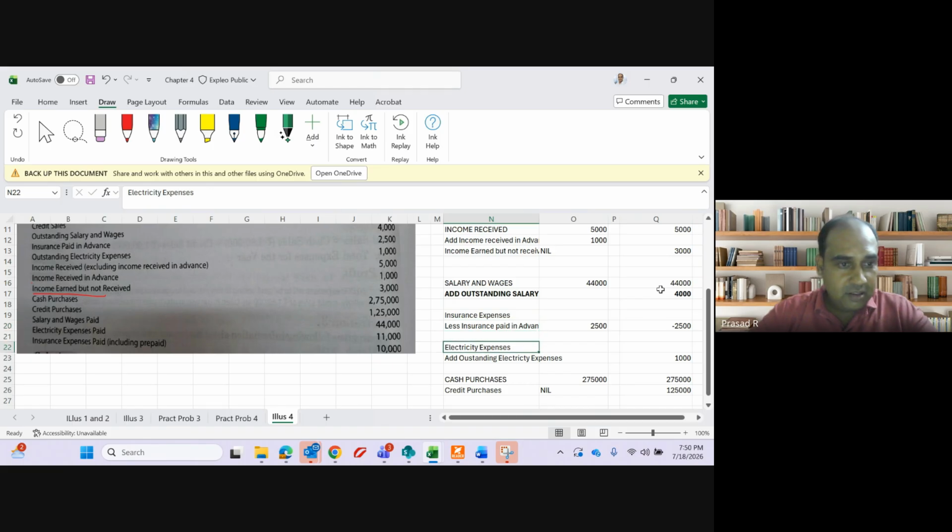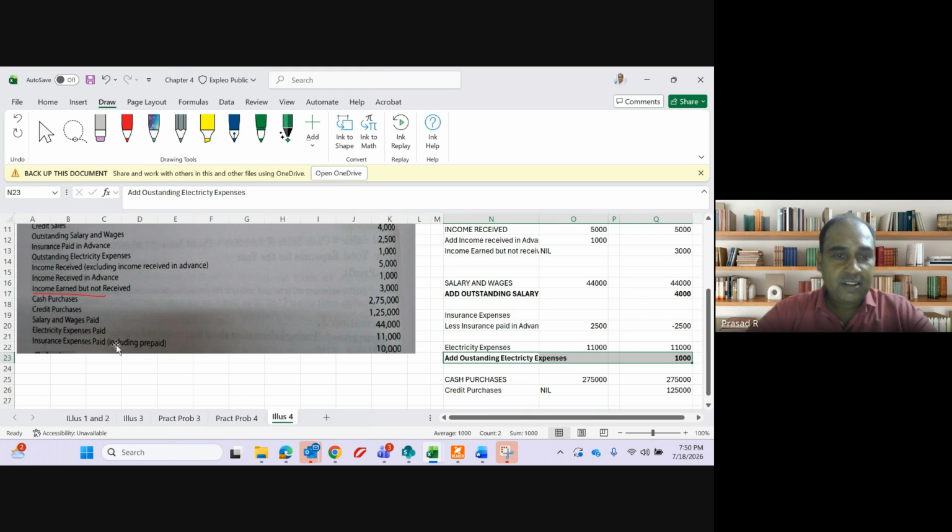Electricity expenses paid is 11,000. It will come under cash basis also, and under accrual basis also. And in electricity expenses also, I have added outstanding expenses because it already came before. Clear?